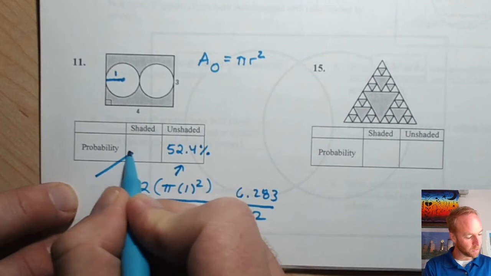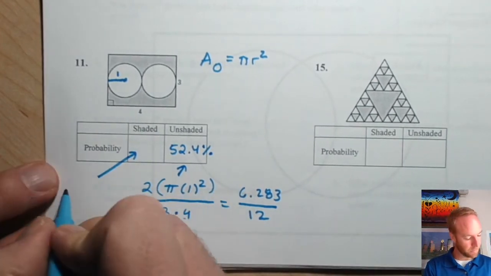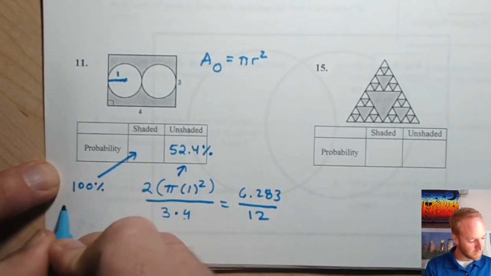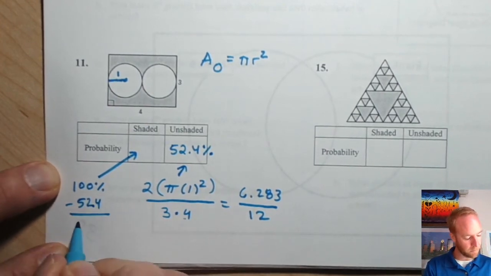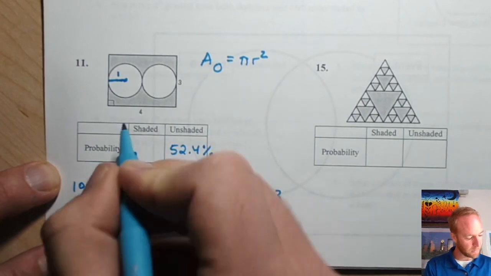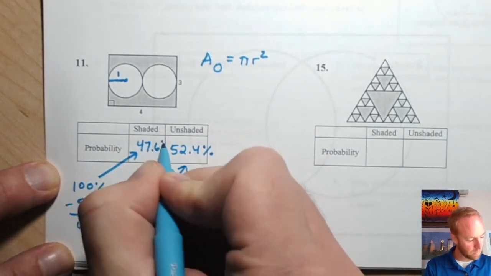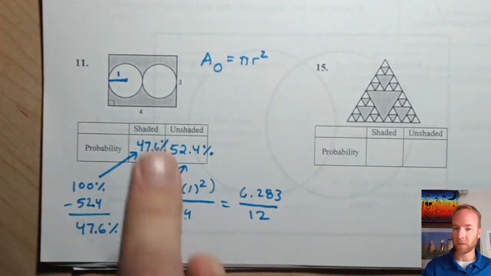And then to find the shaded, I just have to subtract it from 100. So 100% minus 52.4 is going to be 47.6%. Okay, so that's how you do this problem.